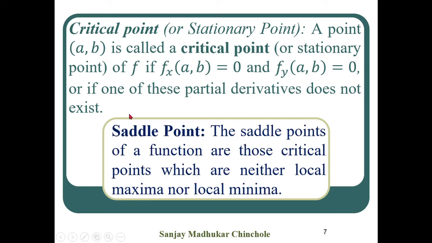And what is a saddle point? The saddle points of a function are those critical points which are neither local maxima nor local minima. See, we have previously learned that if a point in the domain is either a local maximum or a local minimum, both partial derivatives of the function at that point must be equal to 0. But it doesn't mean that when both partial derivatives of a function at some point are equal to 0, that point is either a local maximum or minimum.